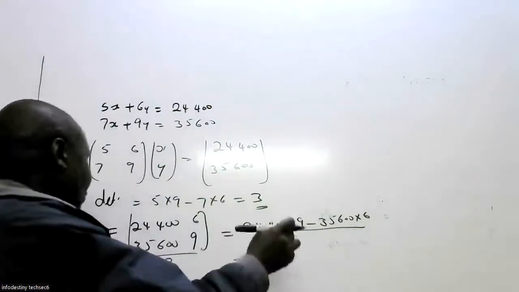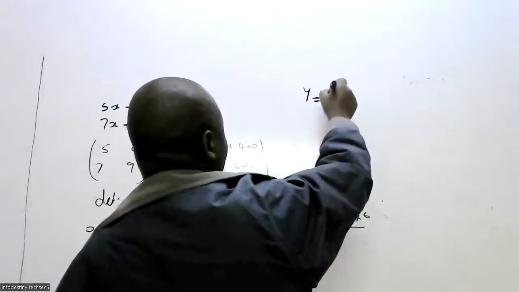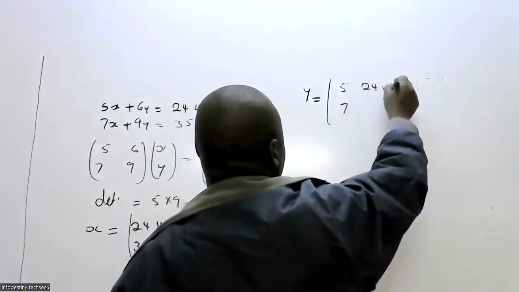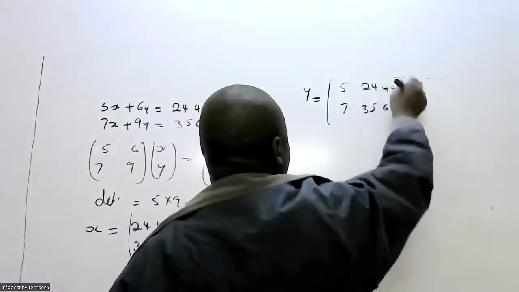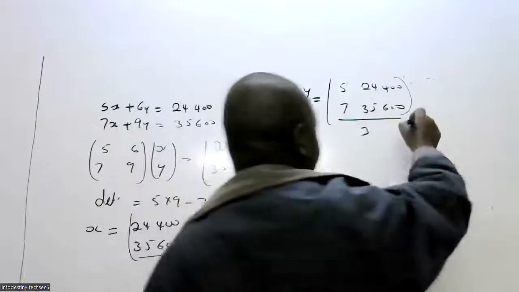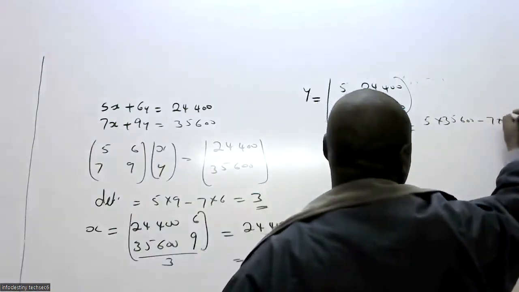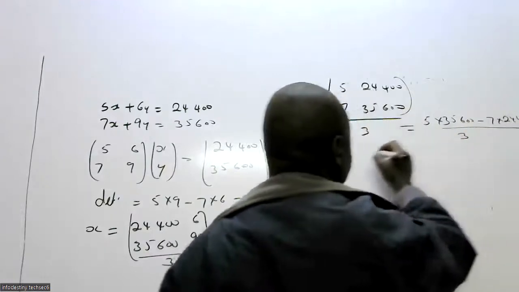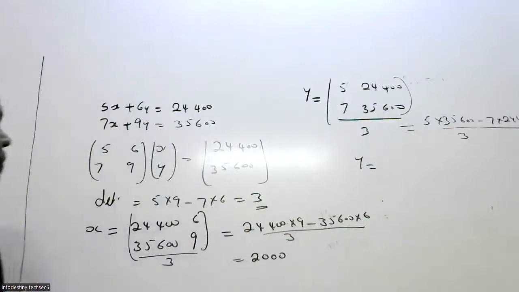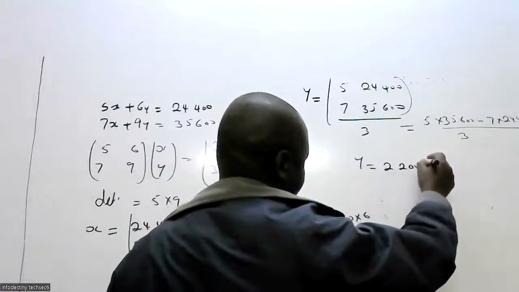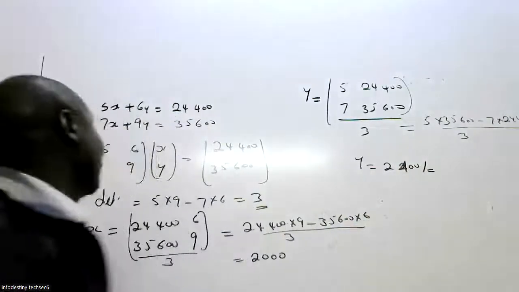Now let's get Y. Y will be equal to the matrix with 5, 7 in the first column and 24,400, 35,600 in the second, divided by 3. That's equal to 5 times 35,600 minus 7 times 24,400, divided by 3. So Y equals 2,400.